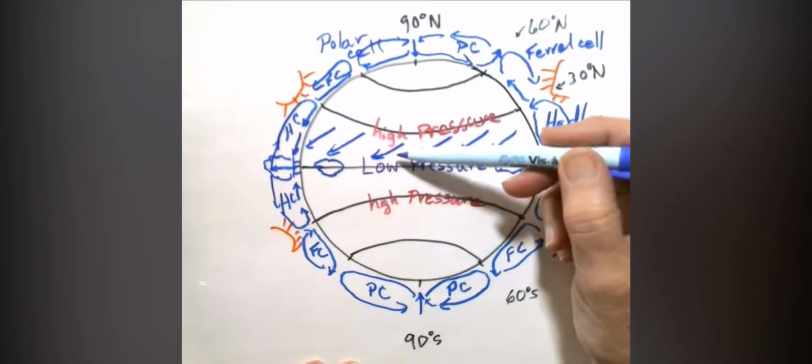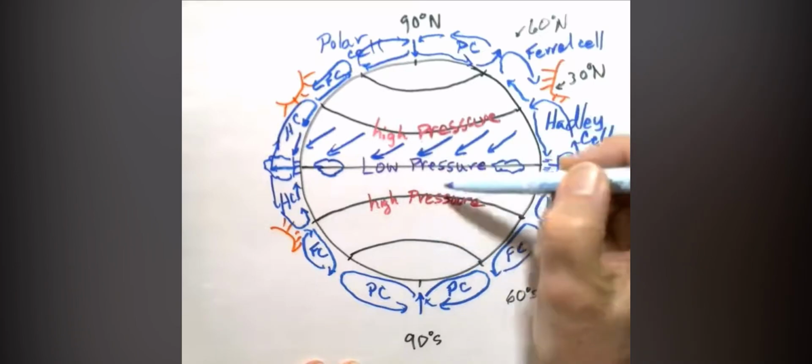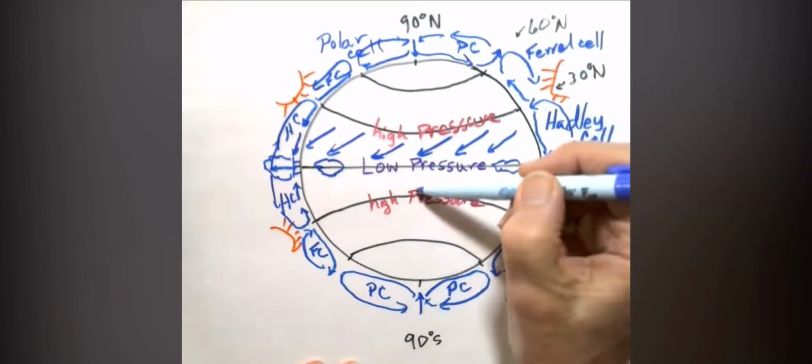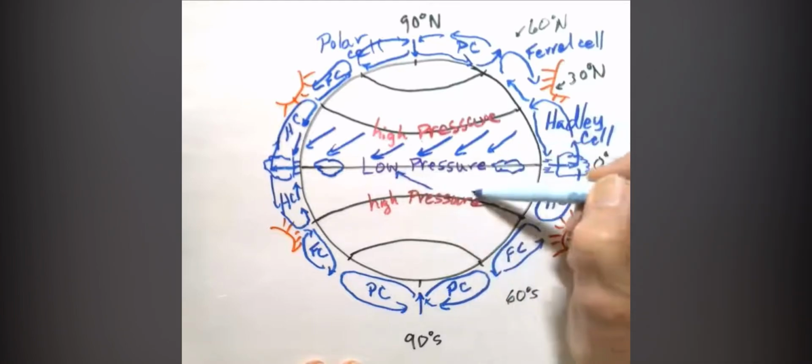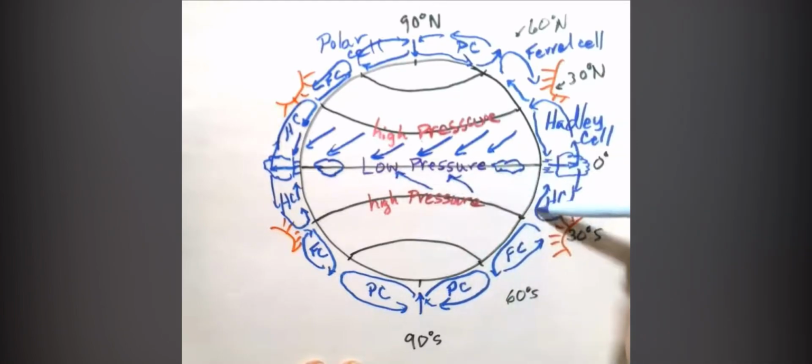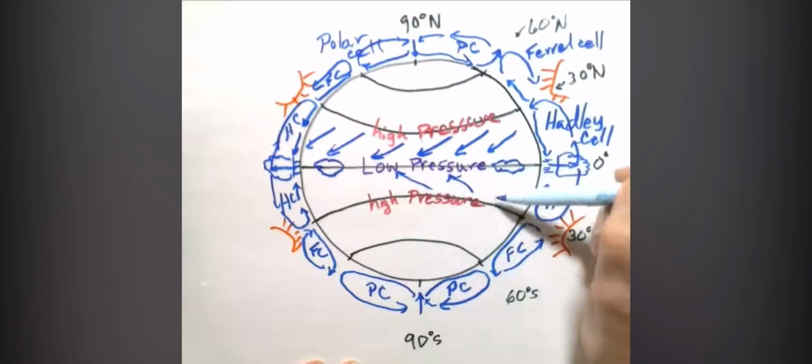That's a right-hand turn. Same thing in the southern hemisphere, except that now it's going to turn to the left. So going from high pressure to low pressure, the wind is going to head this way. Okay, notice that's wind in the Hadley cells going from the high pressure to the low pressure.